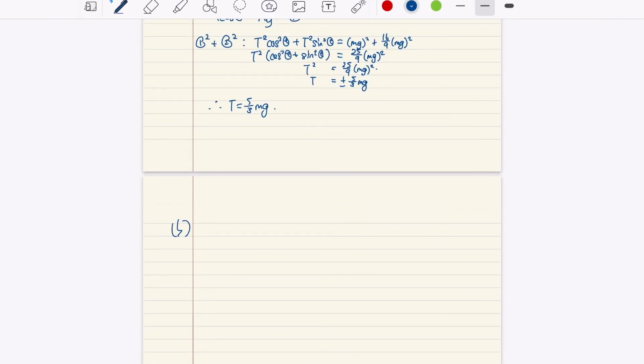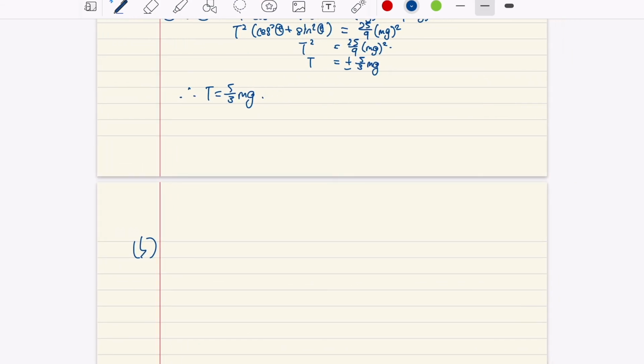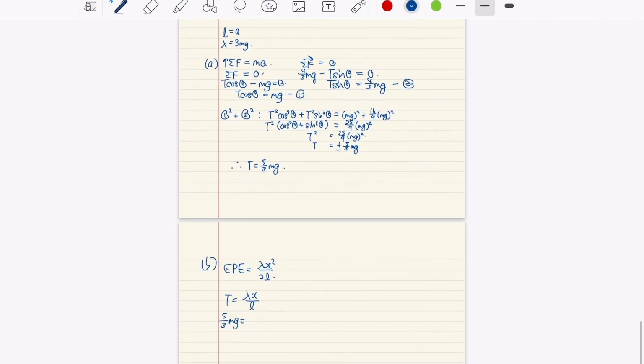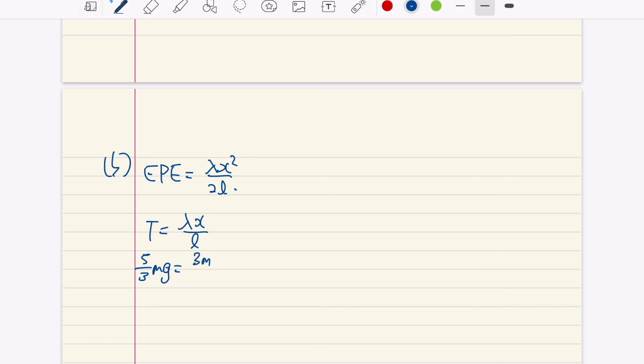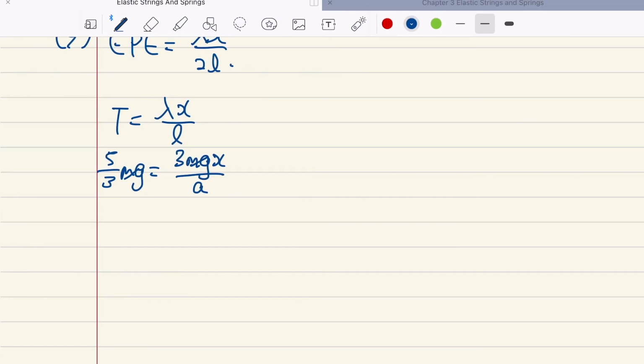So for B, the elastic energy stored in the string. Here, we know that EPE equals lambda x squared over 2L. But we don't have the extension, so we can use Hooke's law. T equals lambda x over L. And since T is 5 over 3 mg, which equals lambda, which is 3mg, times x over a, we can eliminate mg, so we get x equals 5 over 9 a.